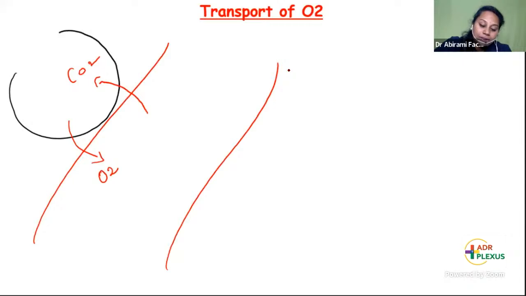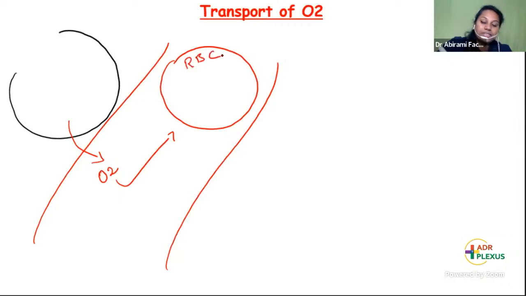Of this oxygen, nearly 97% enters the RBCs, the red blood cells. Inside the red blood cells, you have hemoglobin. Nearly 97% of this oxygen binds to hemoglobin. So we find that hemoglobin is the major transport form of oxygen. 97% is bound to hemoglobin. What happens to the remaining 3%?